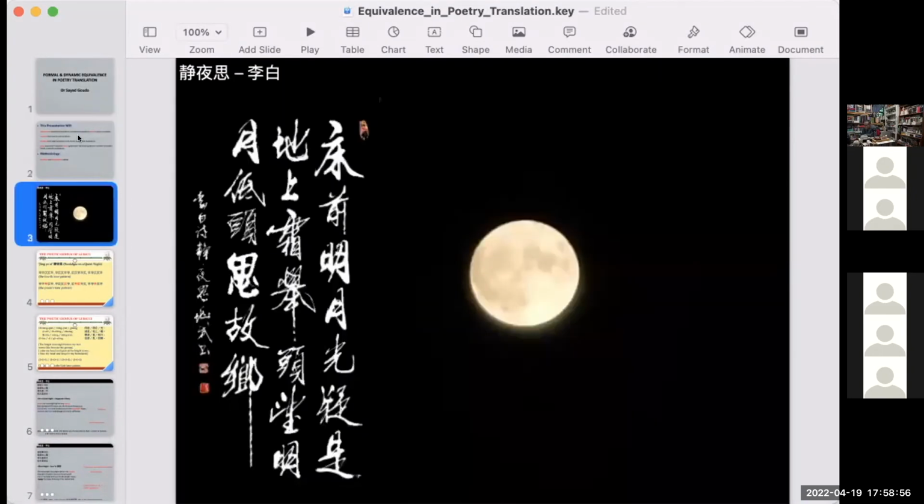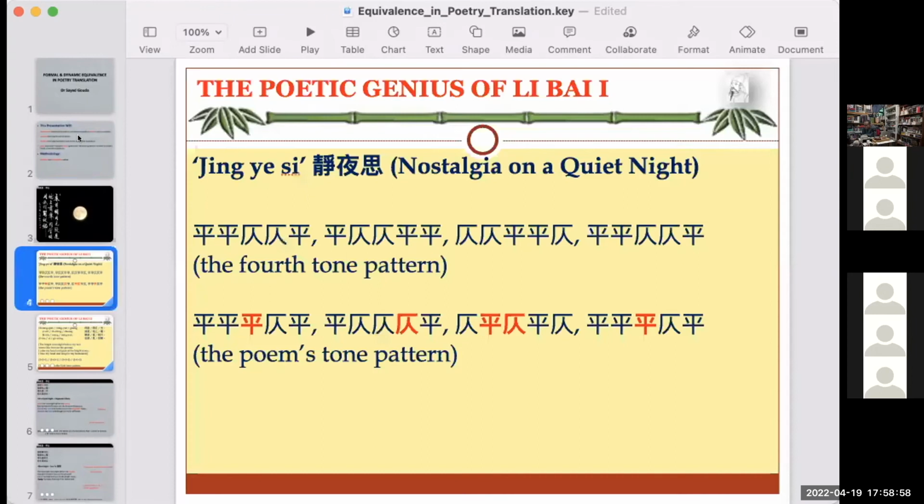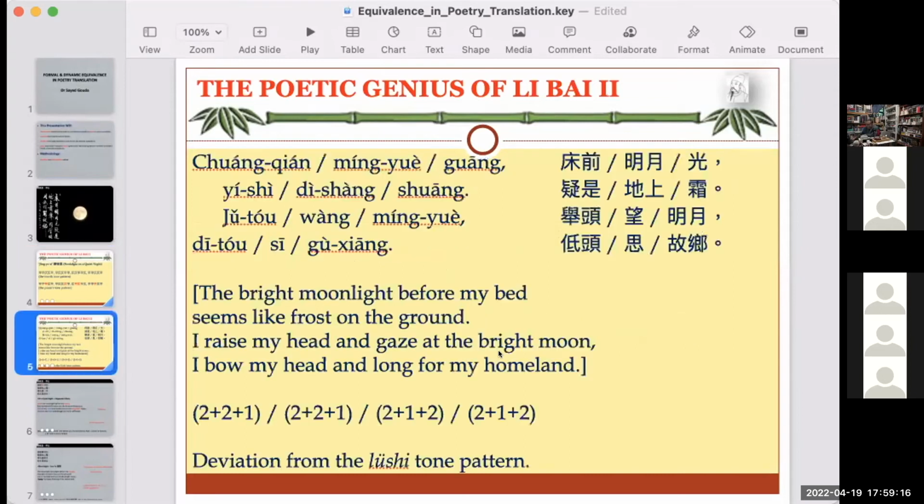This is the poem. I would analyze the poem as a fourth tone pattern, right? And this is the changes he made. But I don't think he followed a certain rule. He just did it according to his own whim, his own poetic whim. And this is the poem.